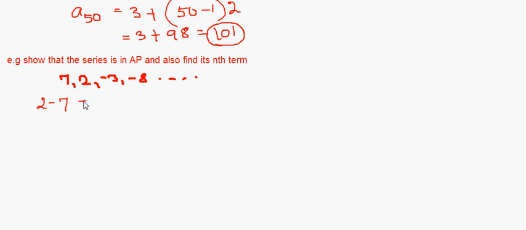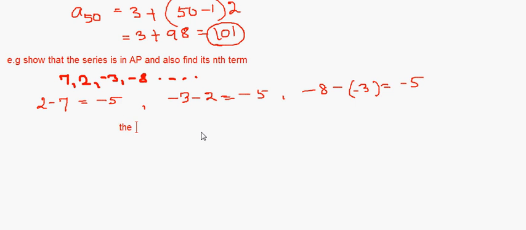So a2 minus a1 is given by 2 minus 7, that is minus 5. a3 minus a2 is minus 3 minus 2, which is again minus 5. And then it is minus 8 minus (minus 3), that is minus 8 plus 3, that is also minus 5. So we easily prove that this series is in AP. Fine.